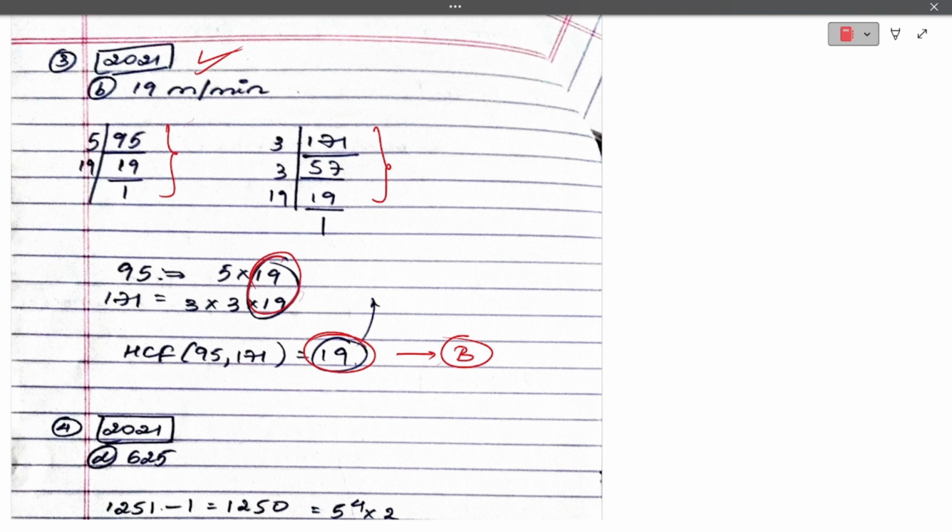Next is also an MCQ oriented question. The greatest number which when divides 1251, 9377 and 15628 leaves the remainders 1, 2, 3 respectively is. The options given here are option A 575, option B 450, option C 750, option D 625.